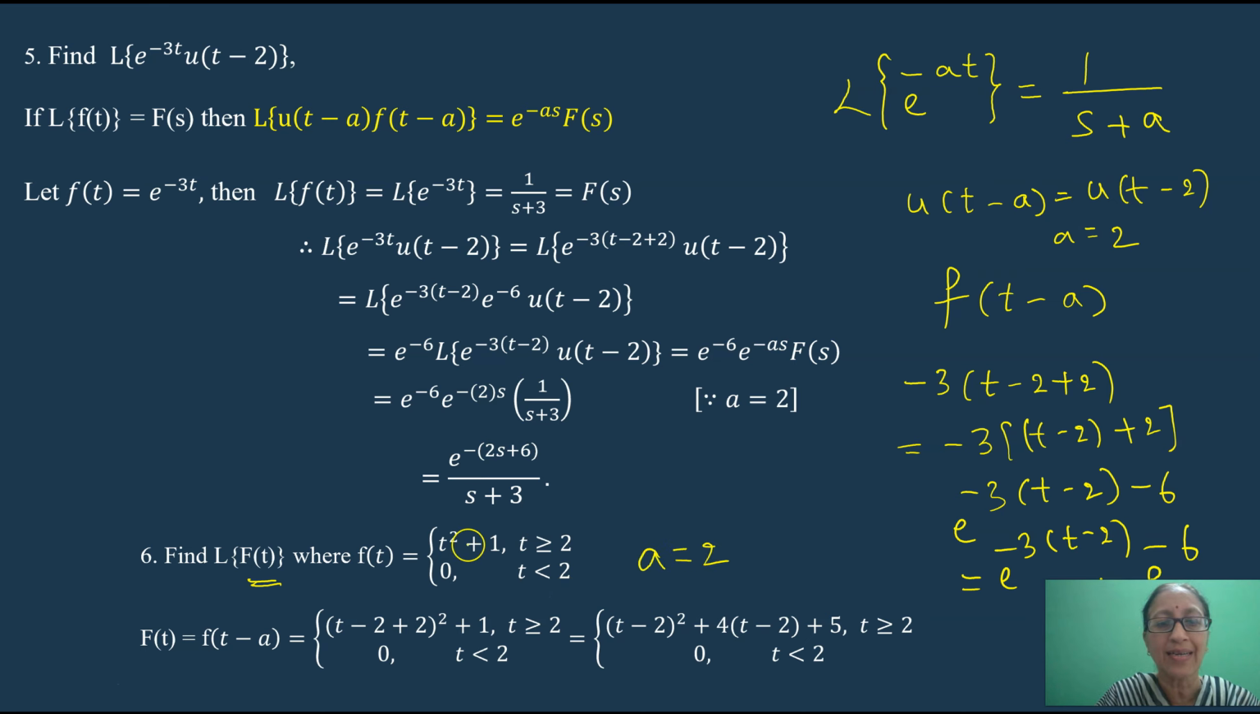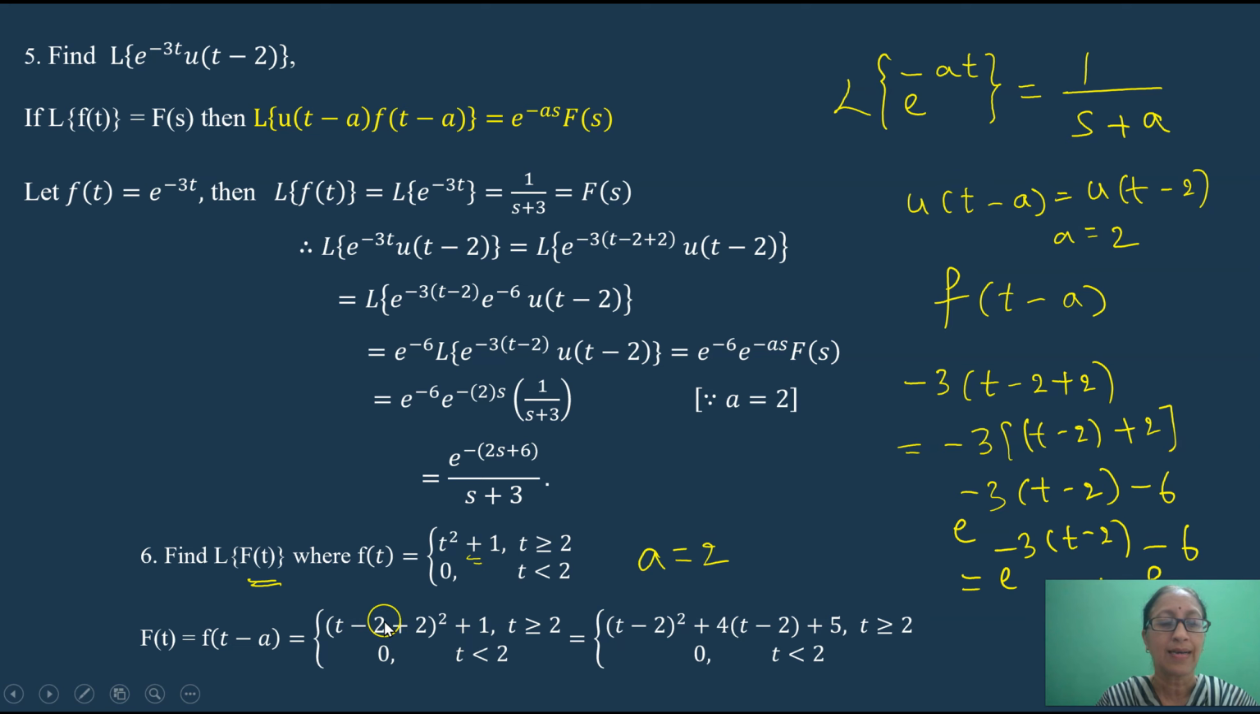So we should write this expression in terms of t minus 2. That's why here in the place of t, we have written t minus 2 plus 2. We have added this a and subtracted. So t minus 2 plus 2 whole square plus 1 when t is greater than or equal to 2 and 0 when t is less than 2.